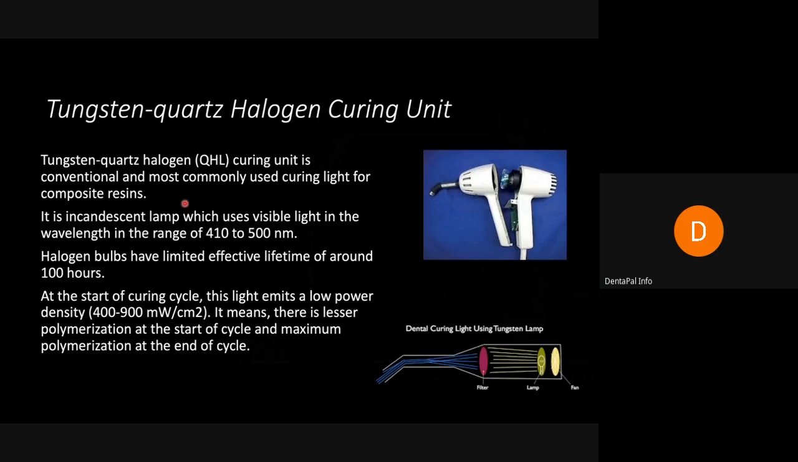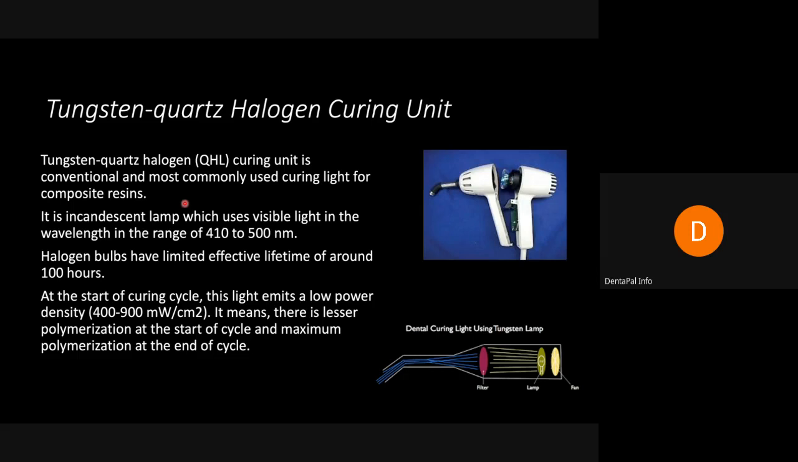Tungsten quartz halogen curing light. It is a conventional light curing machine. It is one of the oldest curing machines in dentistry. It had been used for a long time. It uses a halogen lamp that has a wavelength between 410 to 500 nanometer, but this halogen lamp has a limited working time, so short working time.